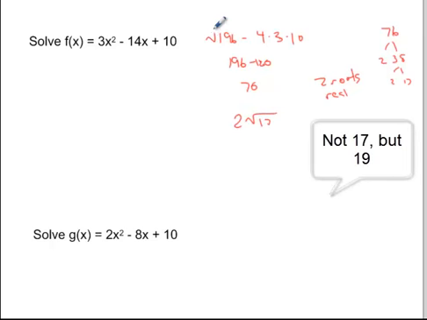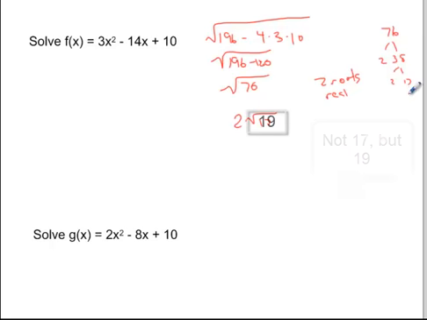So all of this was in a radical. It's still in a radical. Part of that 76 comes out. The pair is a square. It comes out of the radical. The 17 doesn't have a pair in its prime factorization. It stays in.